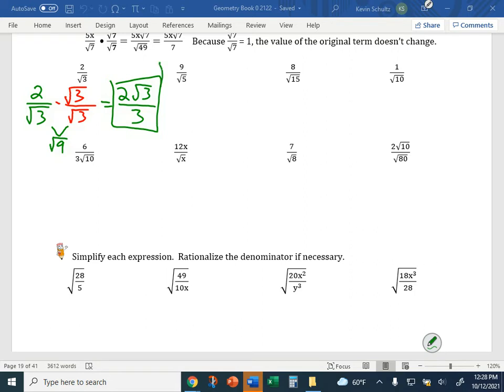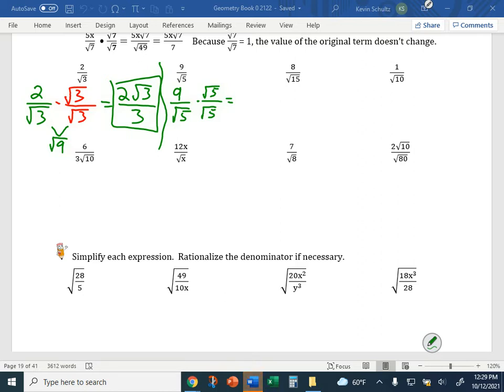9 over root 5. What are we going to be multiplying this fraction by to rationalize? It's not going to be root 7 over root 7. It's not going to be root 3 over root 3. It's going to be root 5 over root 5. Okay? We're multiplying by a really kind of funky version of 1, so the value isn't changing here.